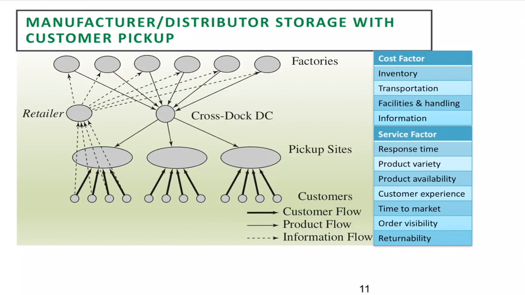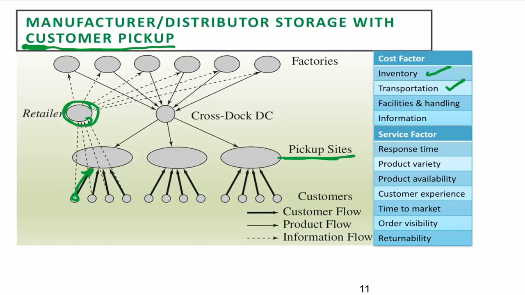Manufacturer or distributor storage with customer pickup. There are many businesses which allow customers to place an order online, and then they are provided a place where they can pick up their orders. There are various pickup sites that are being used. If you look at inventory related cost, this is not going to be very different from other designs, but the biggest advantage comes in terms of lower transportation cost, because customers are willing to pick those orders from a location. So these businesses need not make arrangements to send those products to individual homes. So transportation cost is a big plus.